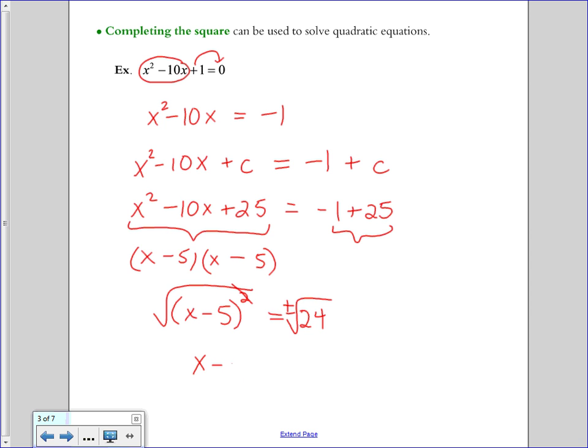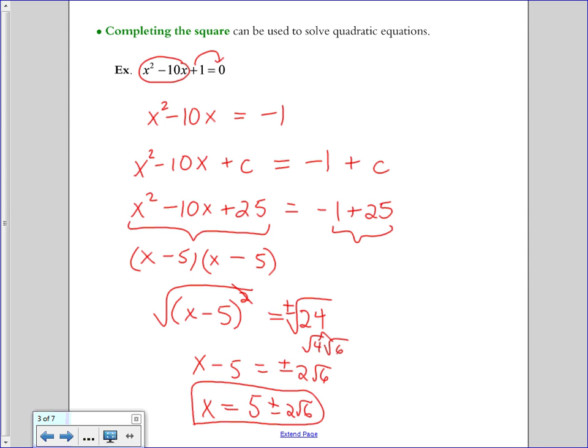So x minus 5 is what we have left over here, plus or minus the square root of 24. Remember to simplify this. We're going to break it into root 4, root 6, which is 2 on the outside and root 6 on the inside. And then add 5 to the other side, so x will equal 5 plus or minus 2 root 6, which is not an answer you ever would have been able to get using factoring, so that's why we had to use completing the square here to get this answer.